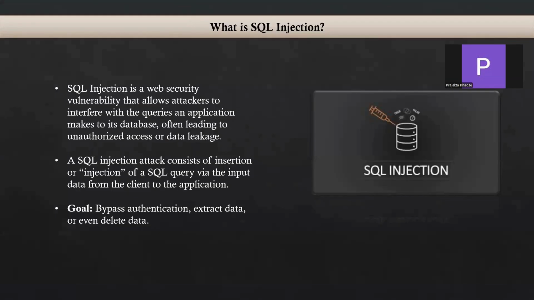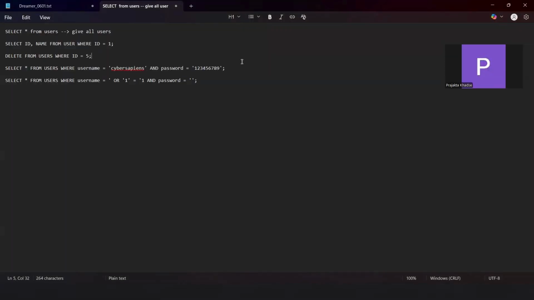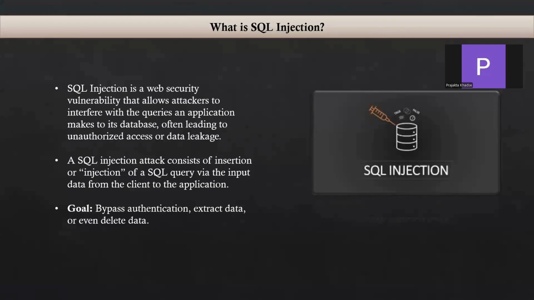But if the attacker enters ' OR 1=1 as the username and leaves the password blank, then since the condition 1 equals 1 is always true, the attacker bypasses the login without knowing any password. This is how SQL injection happens, and their goals are mostly to bypass authentication, extract data, or even delete data.